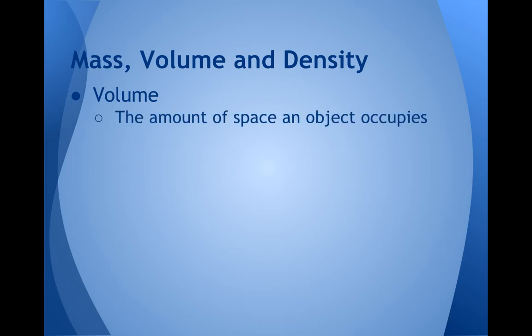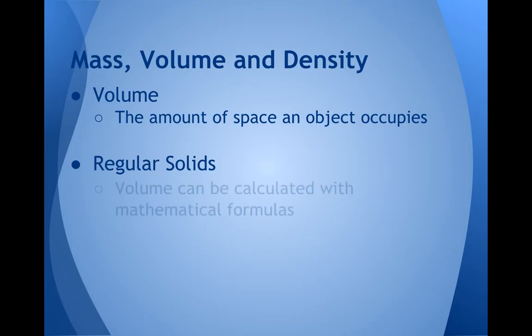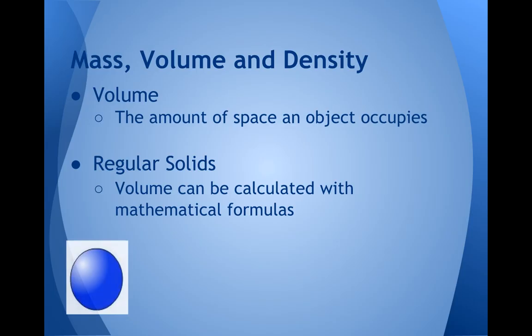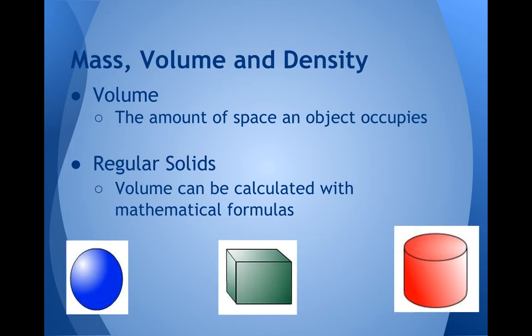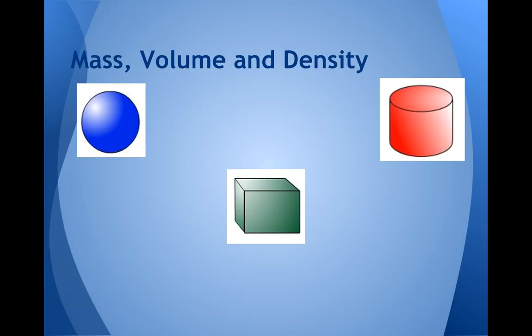Volume is the amount of space something occupies, so how much space it takes up. Now if you have a regular solid, like a cardboard box, whether it's an empty box or it has stuff in it, it still takes up the same amount of space. Okay? A regular box, a regular solid, you can calculate volume really easily using a mathematical formula. And the formula is different based on what type of solid you have.